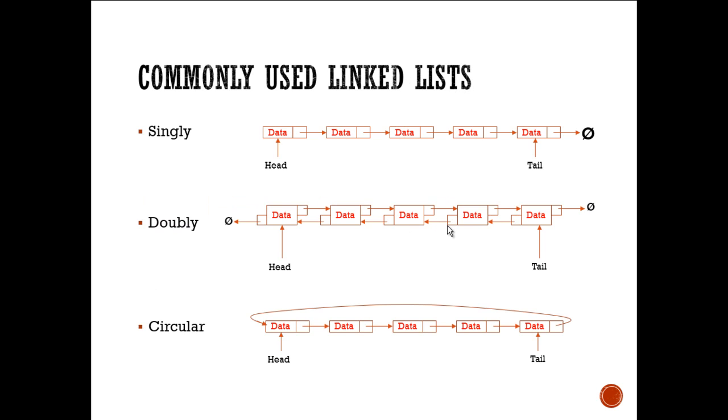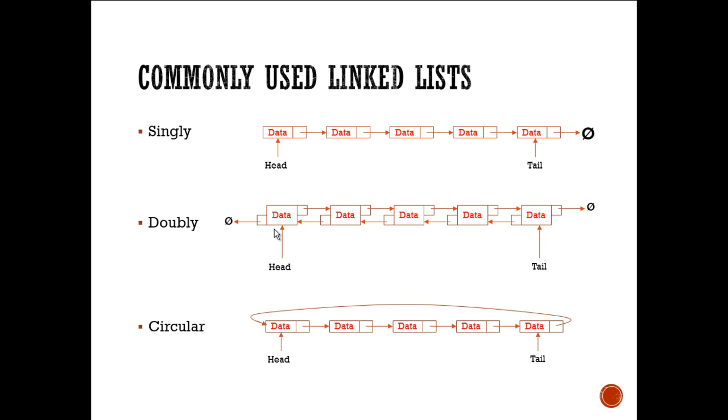Now there are 3 types of linked lists that are commonly used: singly, doubly, and circular. In a singly linked list, each of the nodes has some data and a pointer to the next node. A doubly linked list, on the other hand, has a next pointer and a previous pointer. And as you can see, since head is the beginning of the linked list, there's nothing before head. So essentially, the head node's previous is going to point at null. Similarly, since there's nothing after the tail, the tail's next is going to point at null.